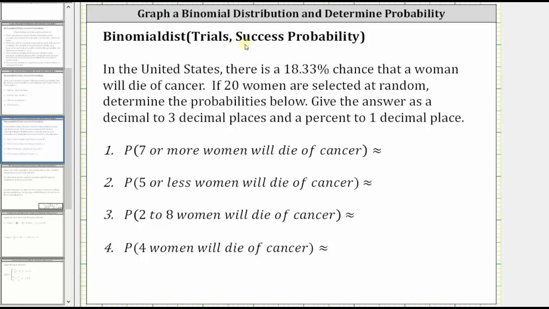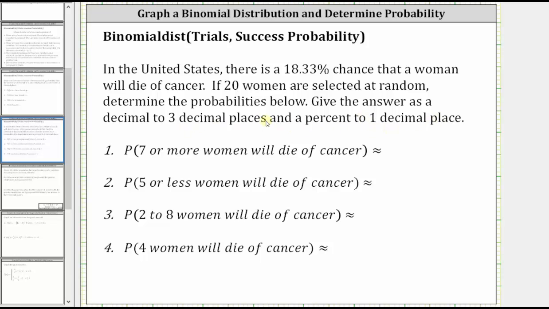This lesson will show how to use Desmos.com to graph a binomial distribution and determine probability. In the United States, there is an 18.33% chance that a woman will die of cancer. If 20 women are selected at random, determine the probabilities below. Give the answer as a decimal to 3 decimal places and a percent to 1 decimal place.